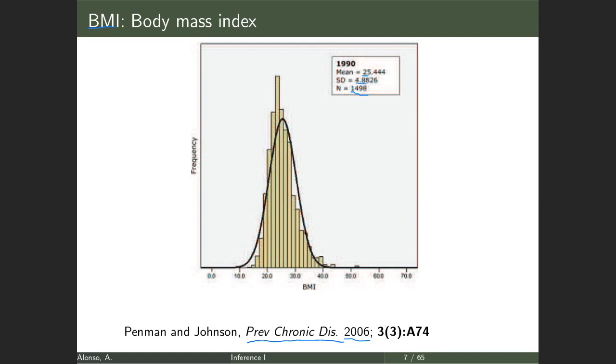25 is a little bit high. The normal BMI should be between 20 and 25. Larger than 25 is overweight. But here you have the histogram with a normal distribution superimposed on it, and you can see that it's quite a nice fit. So as an approximation, BMI seems to follow this bell shape, this structure that the normal distribution has.